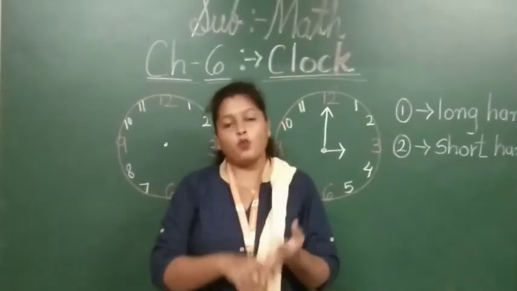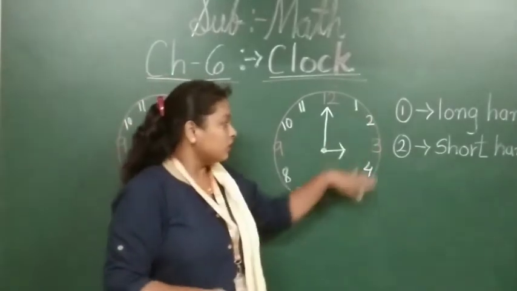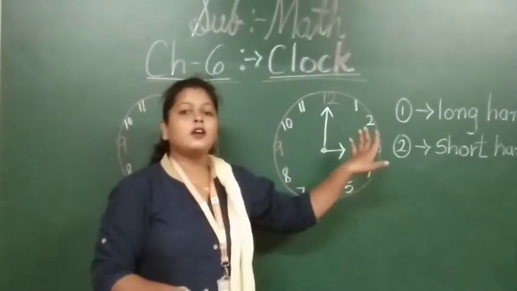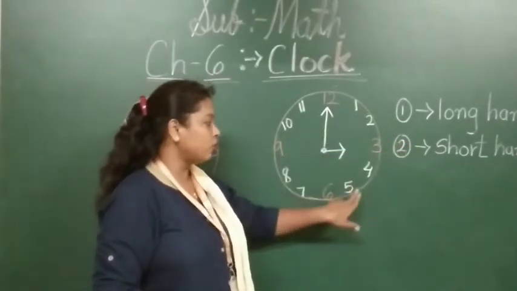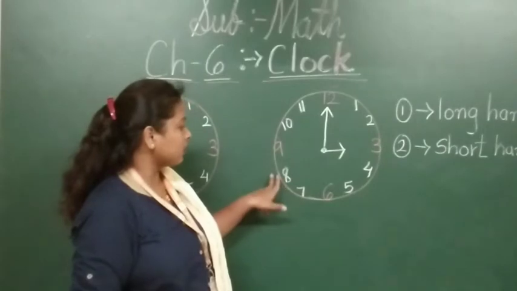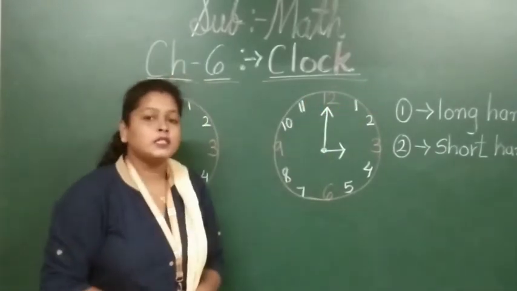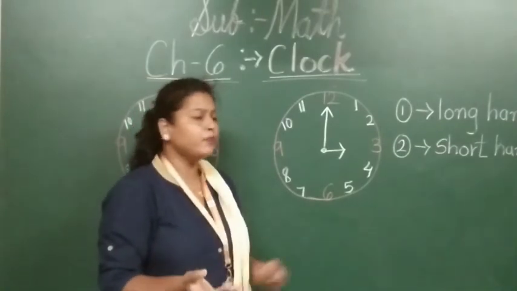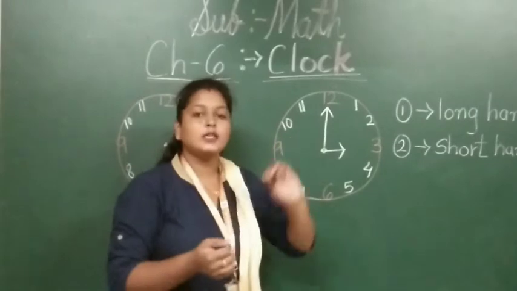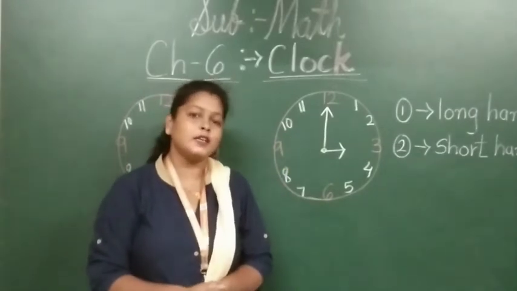So 10, 1, 2, what are they? They are just hours. So here the numbers are written. They are known as the hours. So 1 o'clock, 2, 3, 4, 5, 6, 7, 8, 9, 10, 11 and 12. How many hours in a day? There are 24 hours in a day. But ma'am, here there are only 12 hours. So how is it possible to have 24 hours in a day?